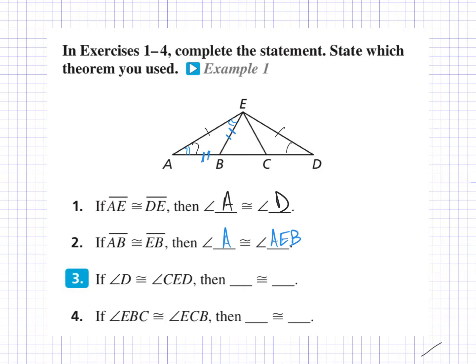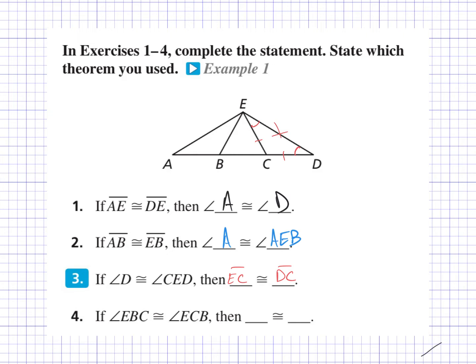Number three, let's just erase all of that stuff there. If angle D is congruent to angle CED, then that means not the side in between them, but the other two sides are congruent to each other. So EC and DC.